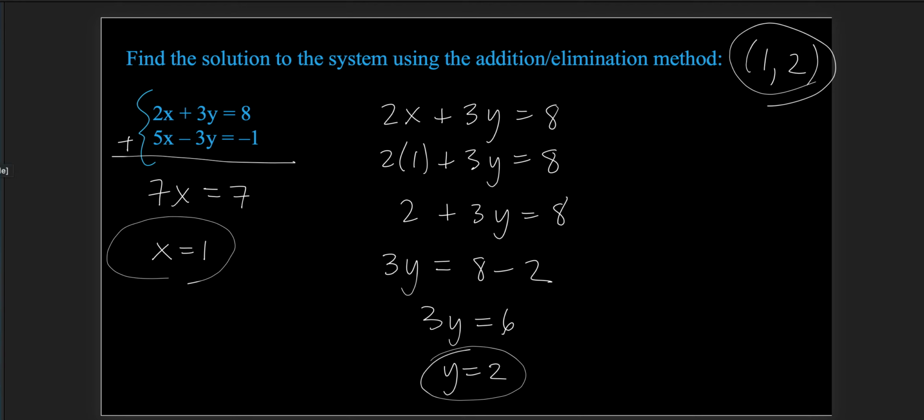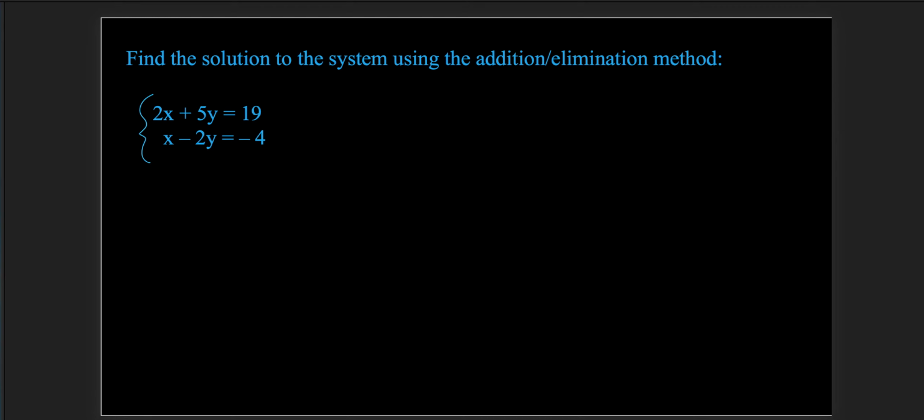One more problem, and I have a thing to mention, and that's it. So here's another problem where we will find the solution to the system using the addition or elimination method. So the first thing is that my x values are lined up, my y values are lined up, and my numbers are lined up on this side of the equal sign. And they already are, so that's good.